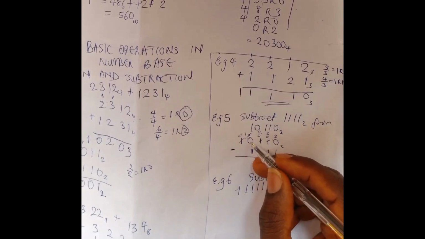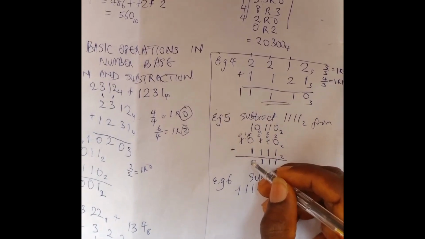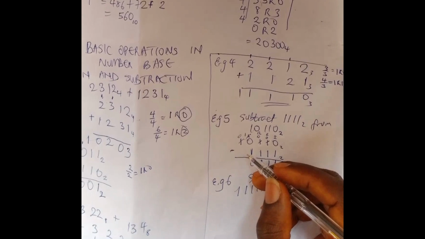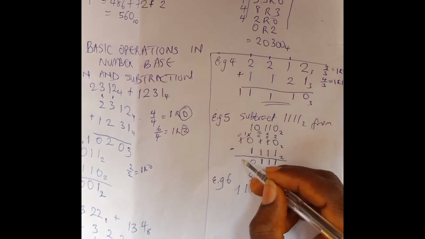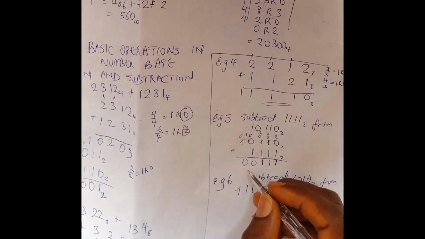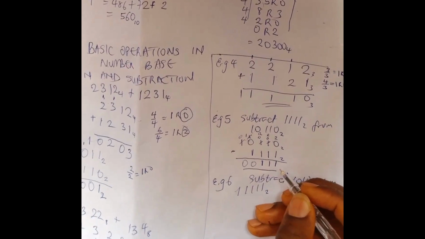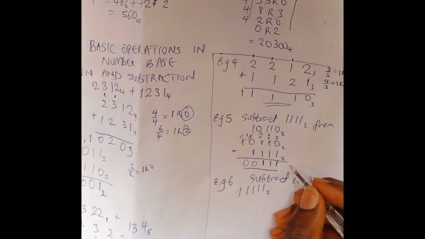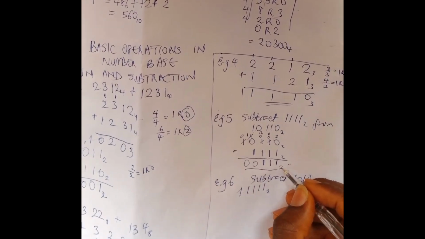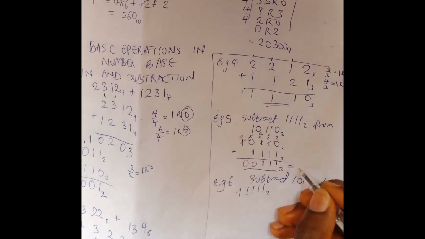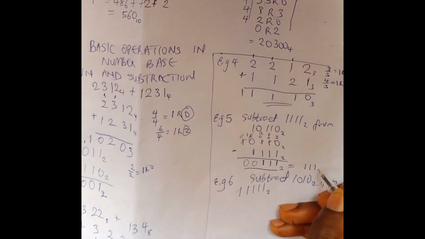1 minus 1 is 0. And here already is 0. So writing 2 zeros is not necessary. You can just write your answer as 111 base 2. So you can already say the answer is 111 base 2.